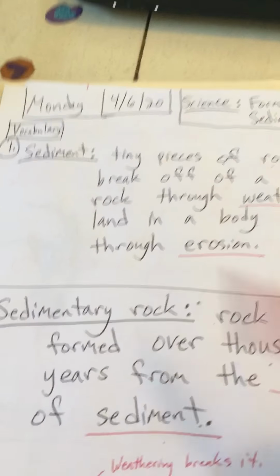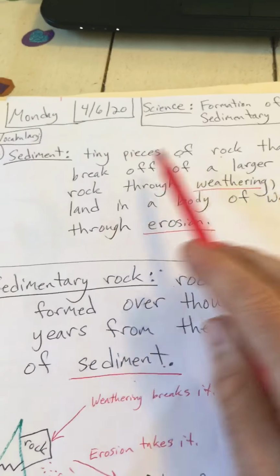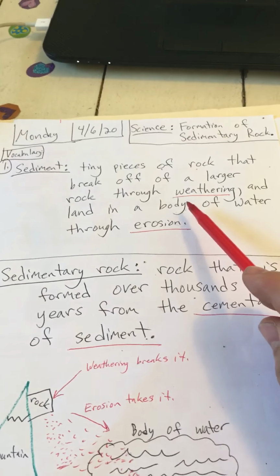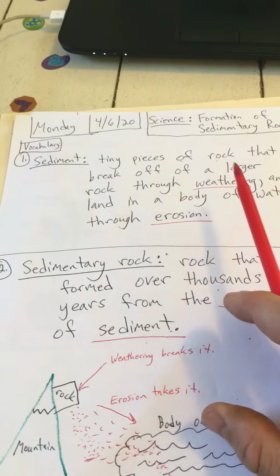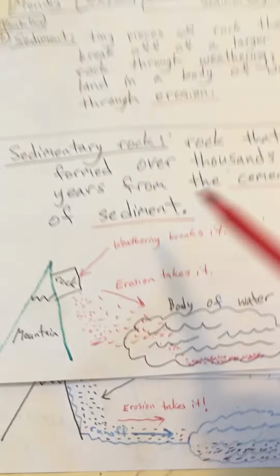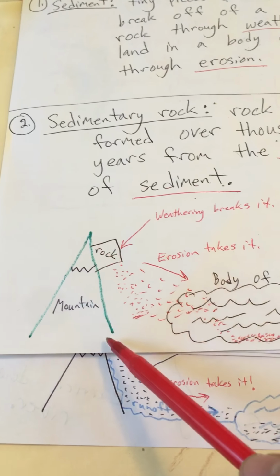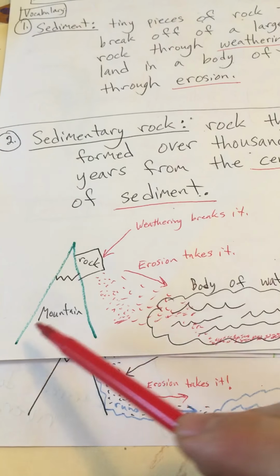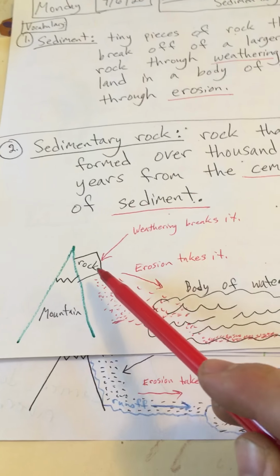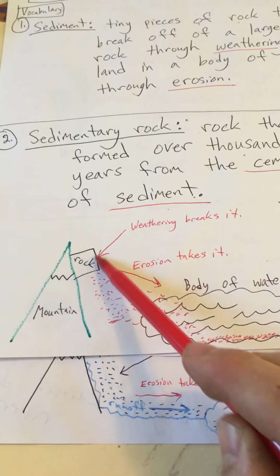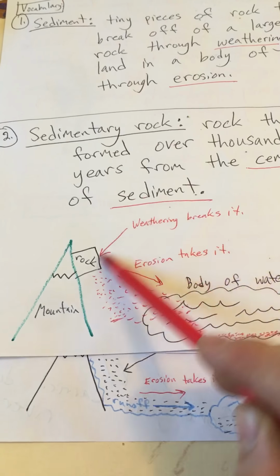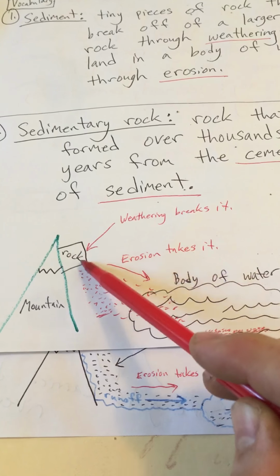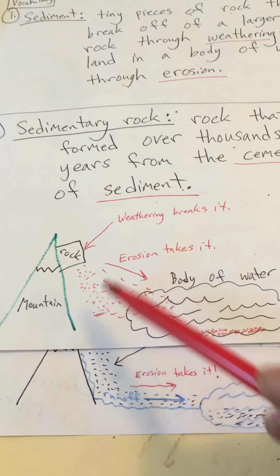Okay. So let's go back to last week. We learned a word called sediment. It's the tiny pieces of rock that break off of a larger rock through weathering and land in a body of water through erosion. So let me show you that. So we have a mountain here. That's Mount Tom. There's a big rock at the top. It's actually almost made up entirely of rock, which we'll get to eventually. But this giant piece of rock that's sticking out, the weather hits it. That's called weathering. The weathering breaks this rock into littler pieces. Those little pieces are called sediment.